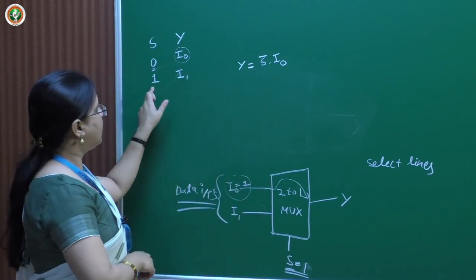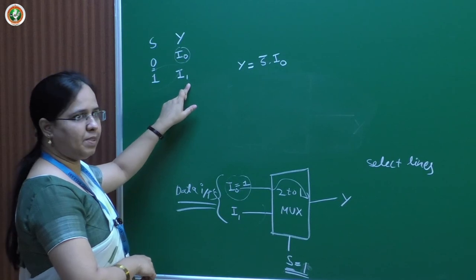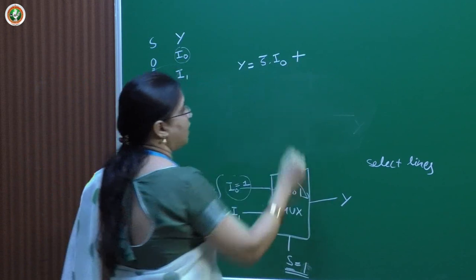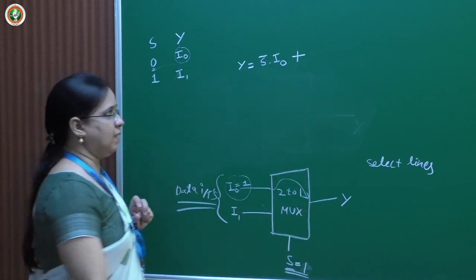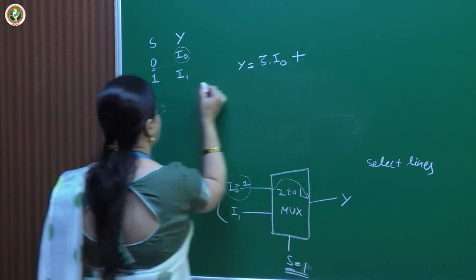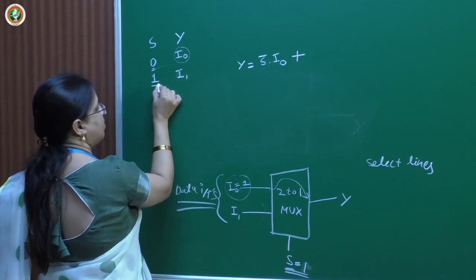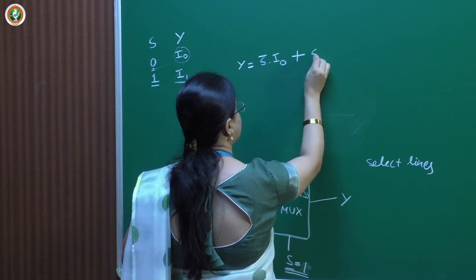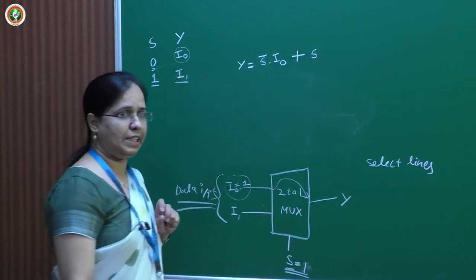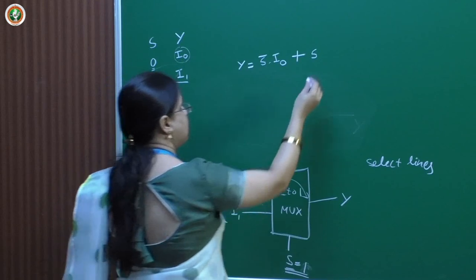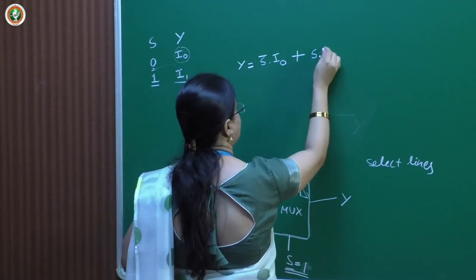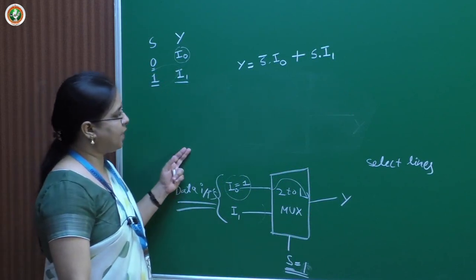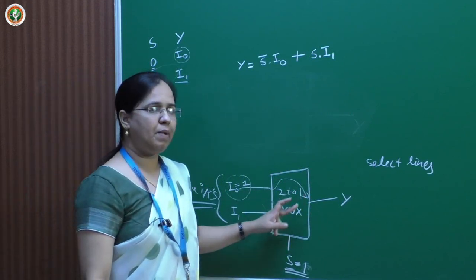Either this will happen, or if S value is 1, I 1 must be selected. Since it is OR, I am going to write an OR operator here. When S value is 1, I 1 is selected. So how will you represent 1 in a minterm representation? I should write it as S, then I should write I 1. Okay, so this is the logical expression for our 2 to 1 multiplexer.